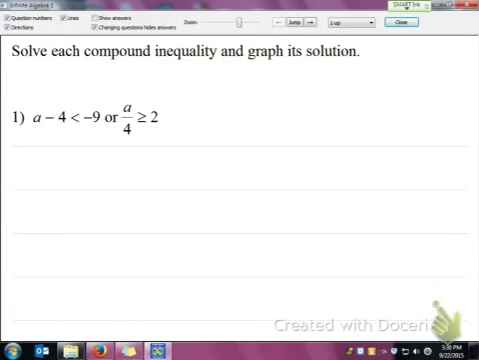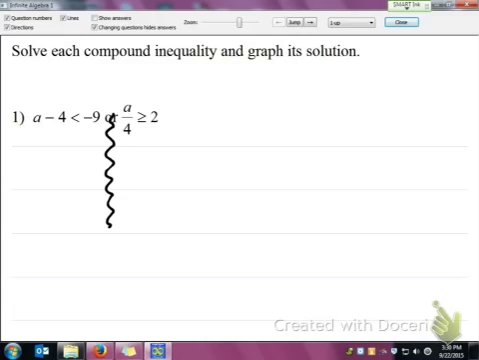Alright guys, so today we're going to just review our compound inequalities. So if I look at number 1 there, it says a minus 4 is less than negative 9, or a divided by 4 is greater than or equal to 2. So we have that word or right there in the middle. So remember, that's like our little brick wall. Okay, and we have two separate equations.